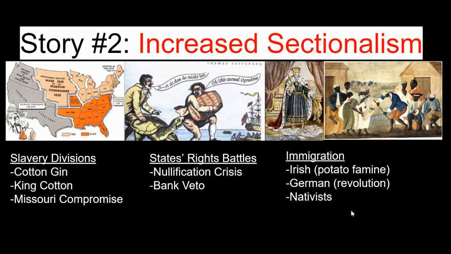A lot of this obviously has to do with the cotton gin. The cotton gin invented to end slavery, instead perpetuated slavery. This is a shift from tobacco to cotton. King cotton. Cotton will be the main money maker for not only the South, but the entire United States. It makes the United States very wealthy.